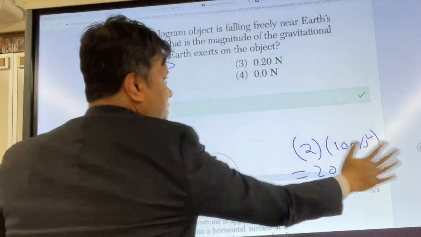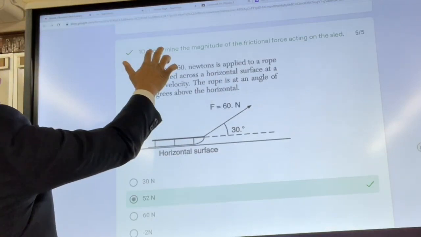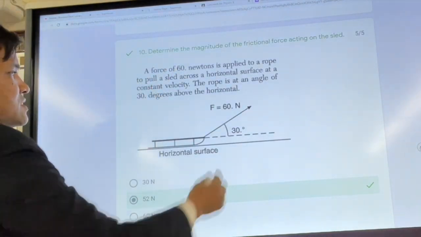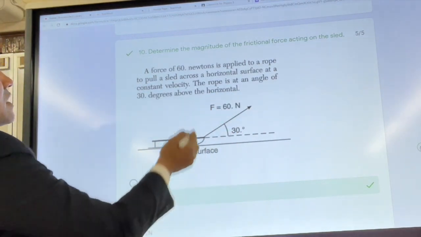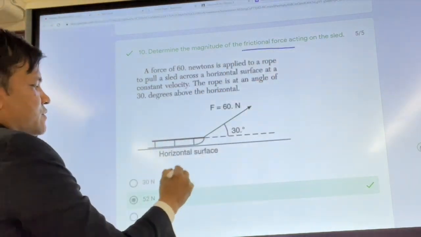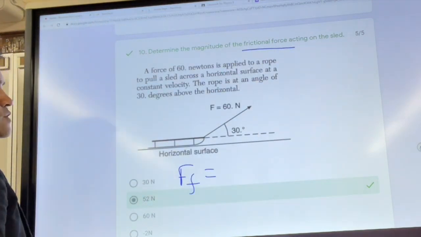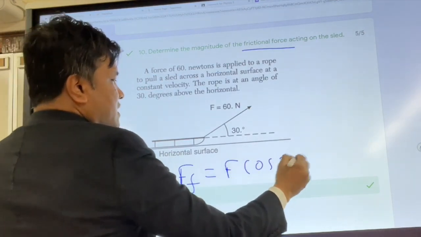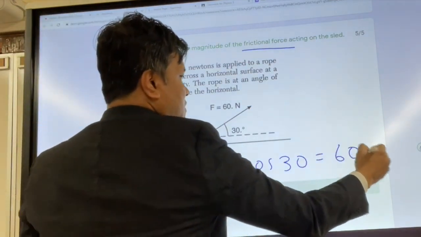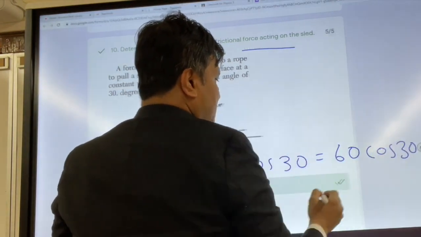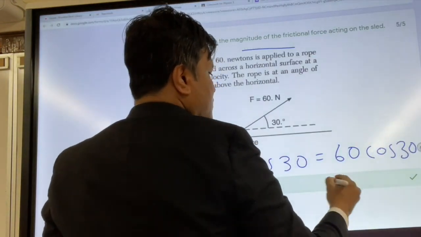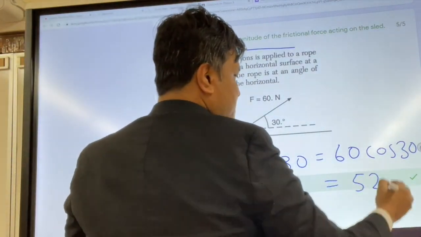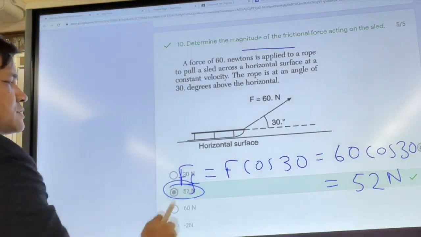That takes us to problem number 10. A force of 60 Newton. What do we need to find? Find the friction. Our force of friction is equal to F cosine 30, and F is 60, so 60 cosine 30. That would be 52 Newton. Okay, so that's 52 Newton.